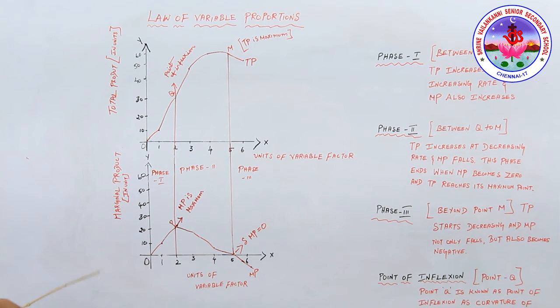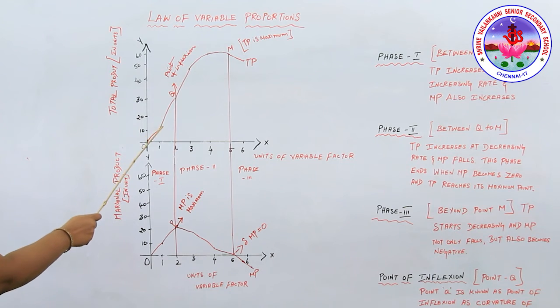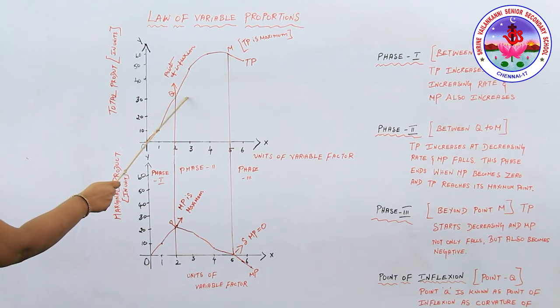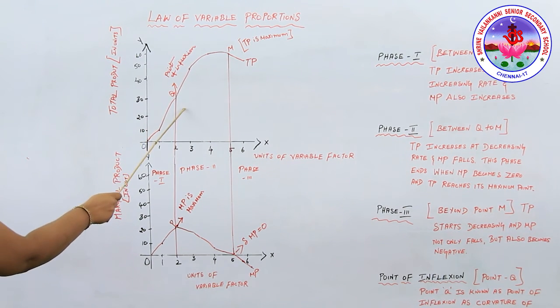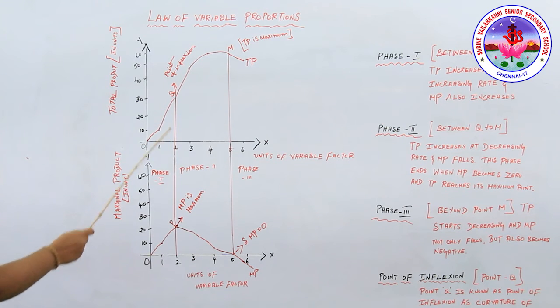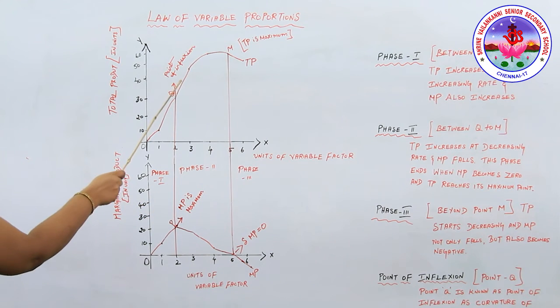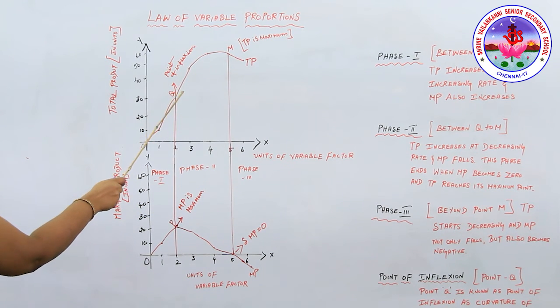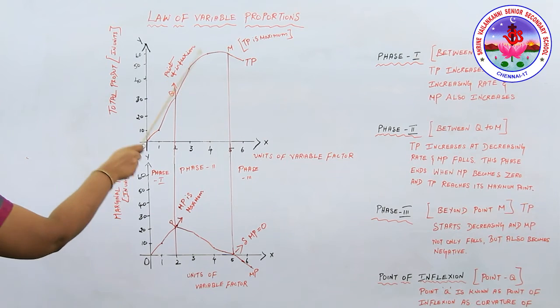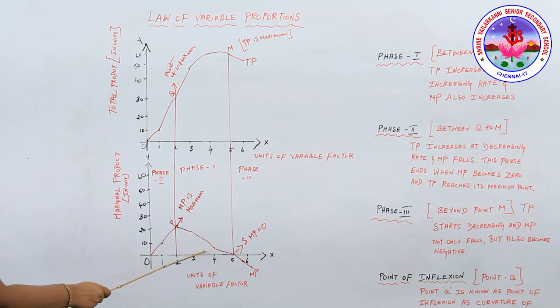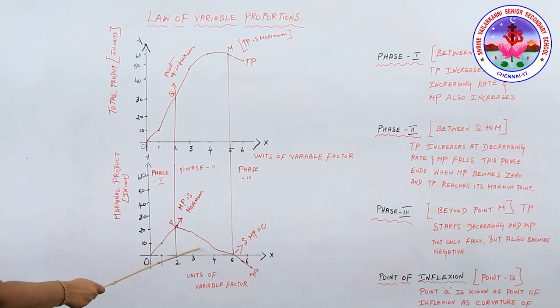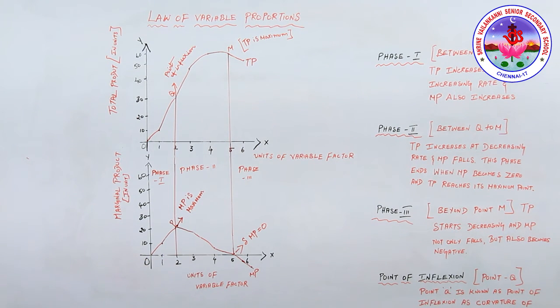So I'm repeating myself again. Phase 1 is between 0 to Q. In this phase, TP increases at an increasing rate, and naturally MP also increases. In phase 2, from Q to M, TP increases, but at a decreasing rate, and MP falls. This phase will end when MP becomes 0 and TP reaches its maximum point.